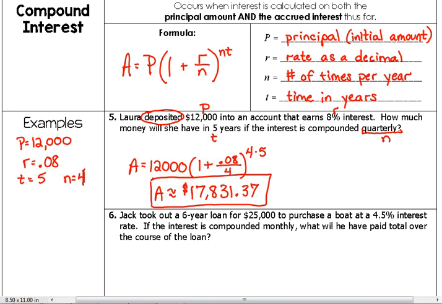Okay, so let's look at number 6. Jack took out a 6-year loan for $25,000. So that is our principal. P is $25,000.